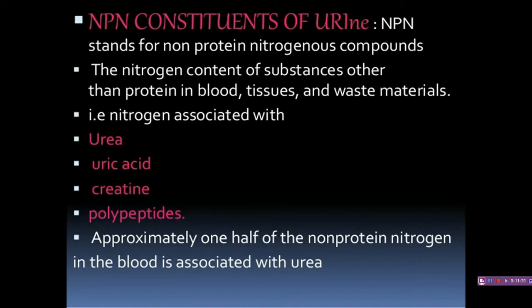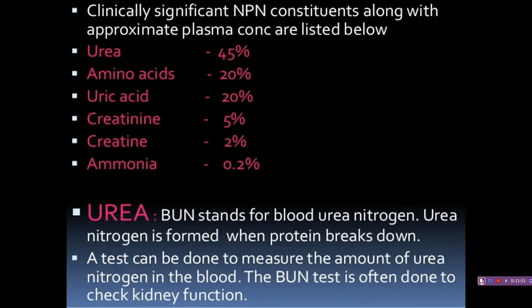NPN constituents of blood. NPN stands for non-protein nitrogen compounds. It is the nitrogen content of substances other than protein in the blood and tissue, the waste products, and they are urea, uric acid, creatine and polypeptide. Clinically significant NPN constituents along with the approximate plasma concentration are listed below: urea 45%, amino acid 20%, uric acid 20%, creatinine 5%, creatine 2% and ammonia 0.2%.